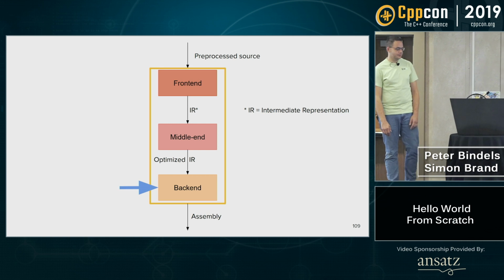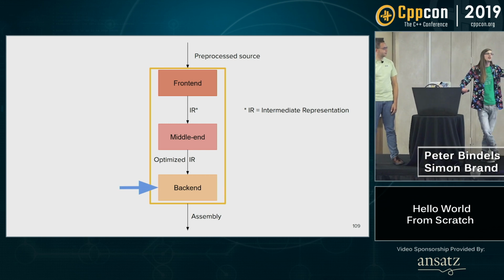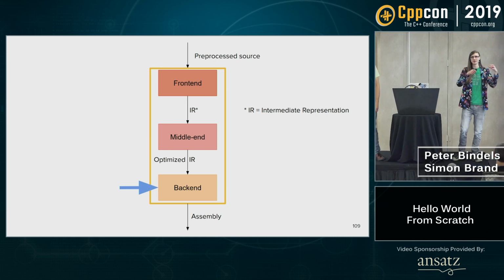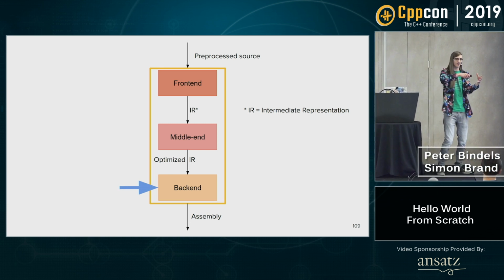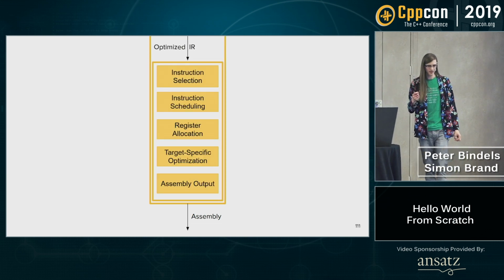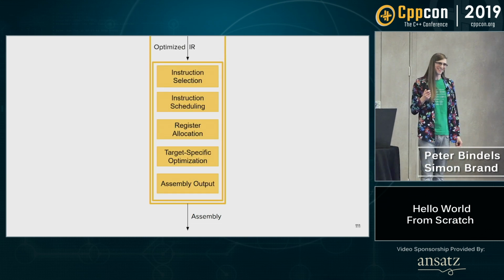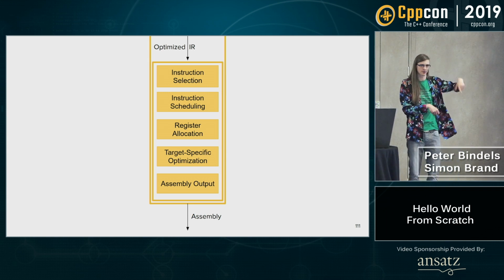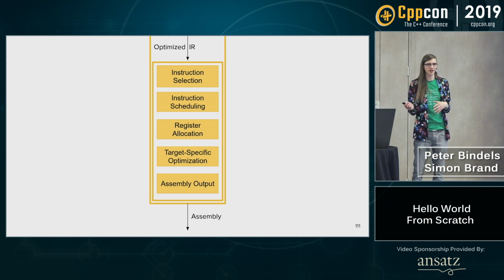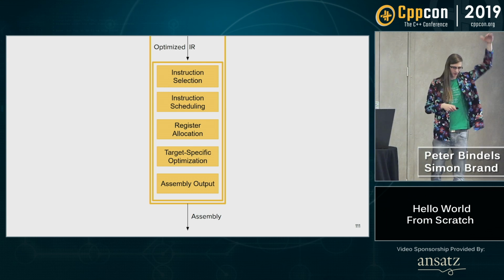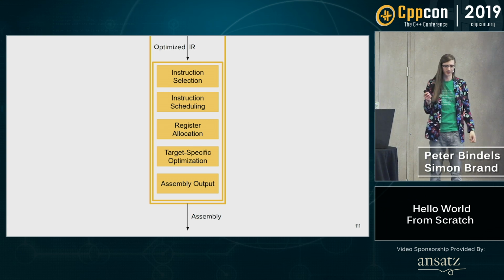Yep, so now we're onto the back end. We have our optimized IR, and we want to generate assembly for this. This is kind of similar to how we transformed our AST to IR. We're now transforming our IR to assembly. And this has some stages. These stages are not necessarily done one after another. Some compilers will do them at different times or do one stage multiple times. But we'll just talk about these in turn for simplicity.